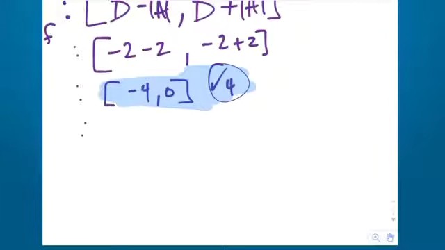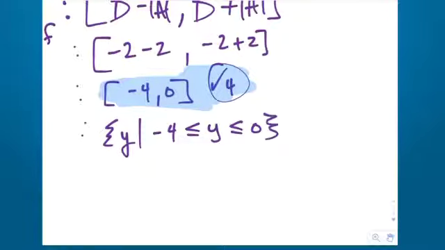Or, of course, you could say it's the set of all y's such that -4 less than or equal to y less than or equal to 0. Because when you're doing a compound inequality, it's always least to greatest, and it's always less than or equal to.